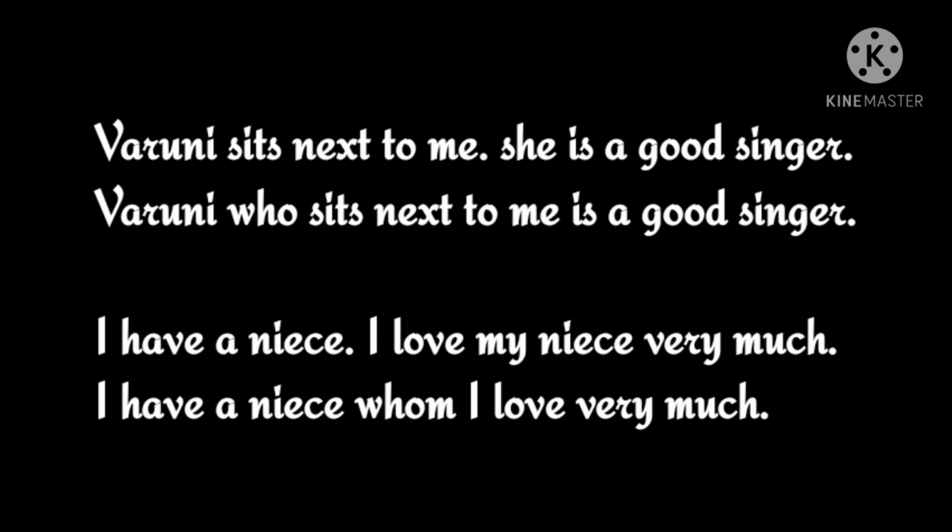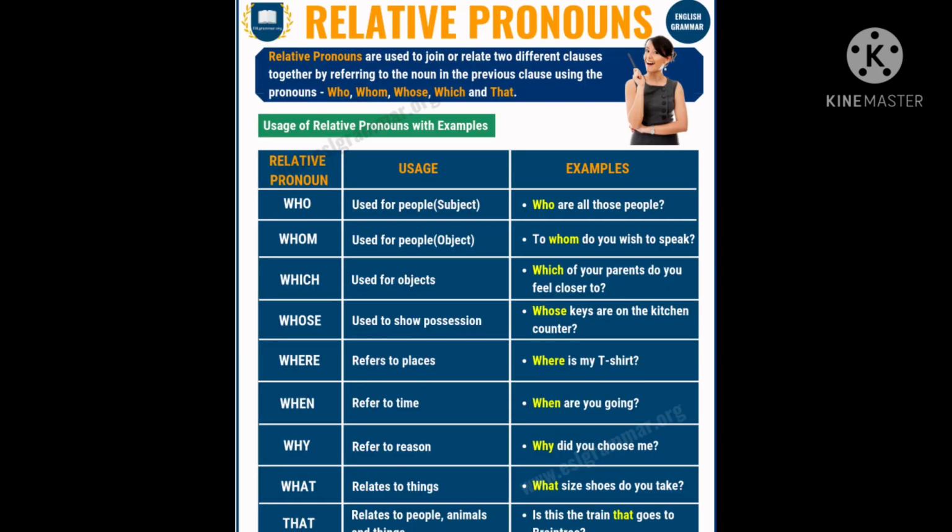Look at one more example. I have a niece. I love my niece very much. Here also we can rewrite these sentences using a pronoun to avoid the repetition of the noun niece, right? So I can write it as: I have a niece whom I love very much. You can see here whom refers to the noun niece, and also joins two sentences. So whom in this sentence is a relative pronoun.